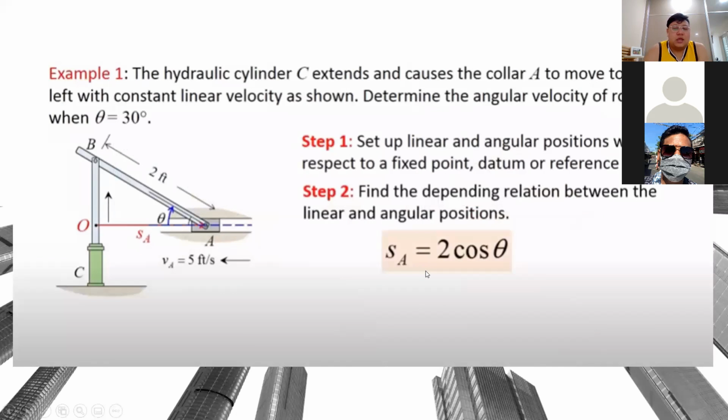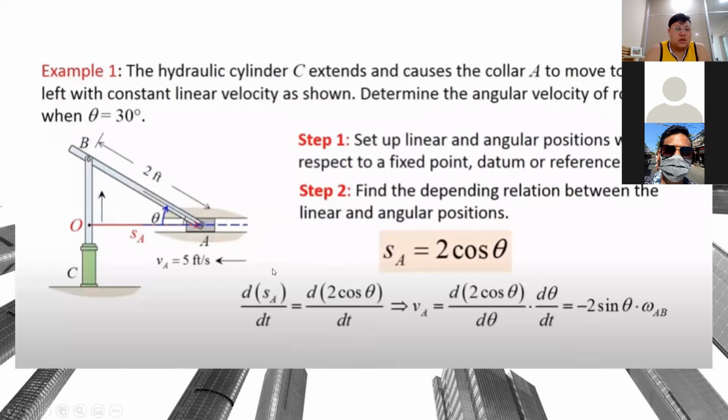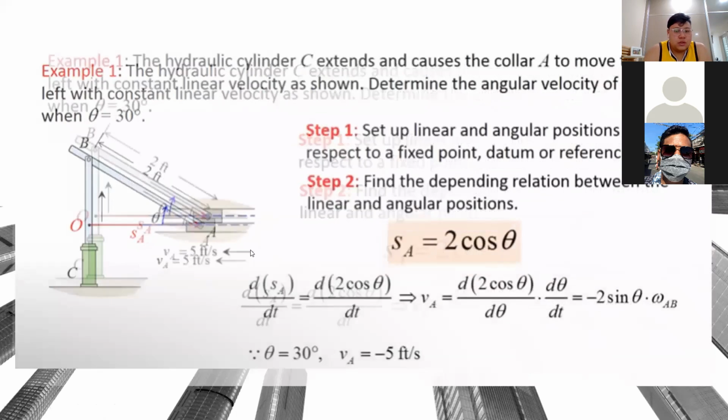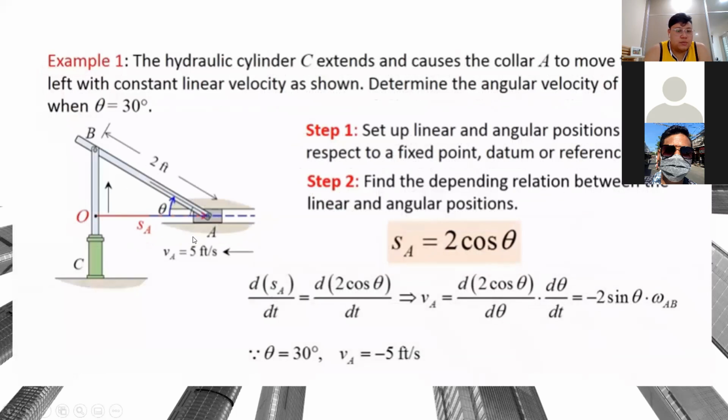Okay, we know that when we differentiate SA, we will get VA. All right, so VA is given 5 feet per second, but according to our figure, we stated that SA is pointing to the right. Therefore, now VA is negative 5 feet per second.